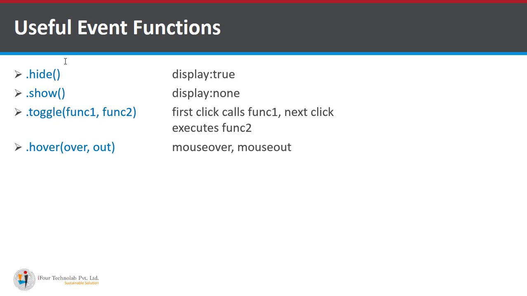Following are useful event functions. Hide, that function is used to hide an HTML element. Show function is used to show HTML elements. Toggle: first click of an HTML element calls function 1 and next click of the same HTML element executes function 2. Hover: mouse over and mouse out of an HTML element.